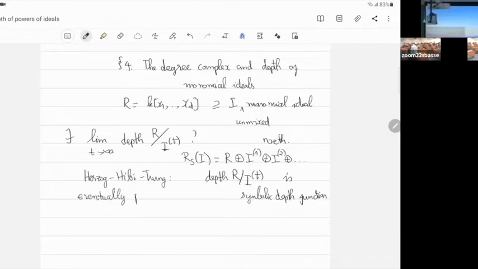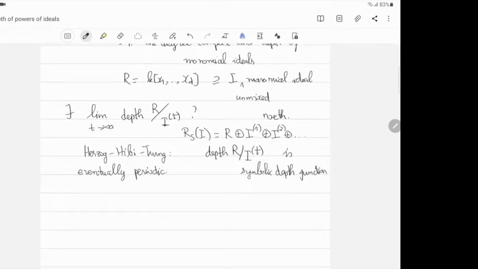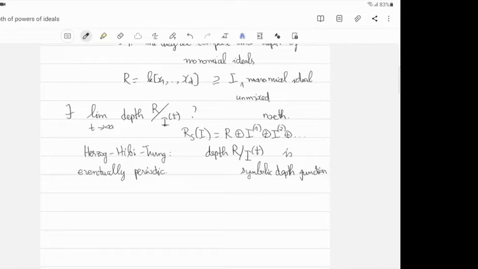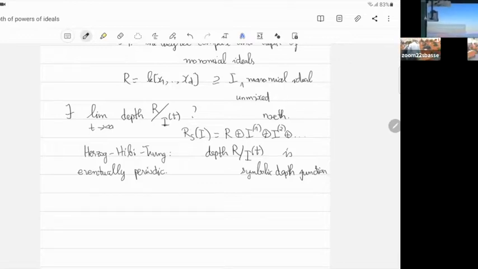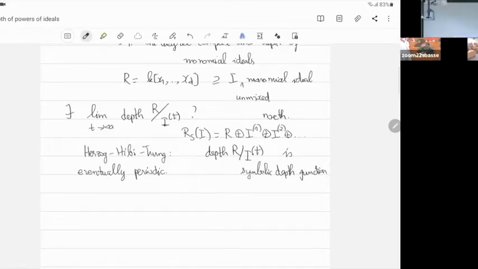But this case is different from the one you already explained, the result of Professor Trung, the limiting case. So this is in general. The one about the number of bipartite components, yes, that is for S ideal and for ordinary powers. And this is for symbolic powers.